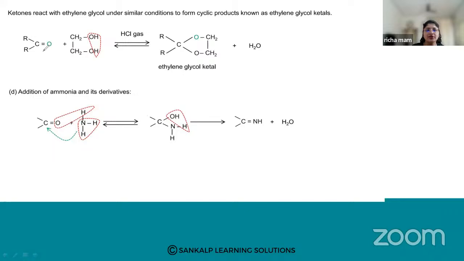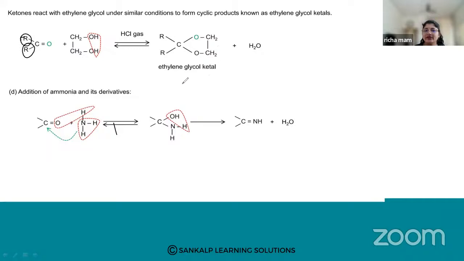Here you can see this is a ketone, both are R groups. Here we have taken a glycol, an ethylene glycol group. Now when the ketone reacts with ethylene glycol under the same condition, that is in the presence of dry HCl gas, you get ethylene glycol ketal.